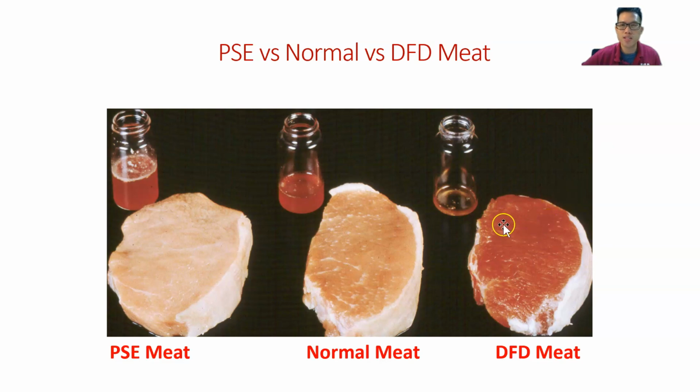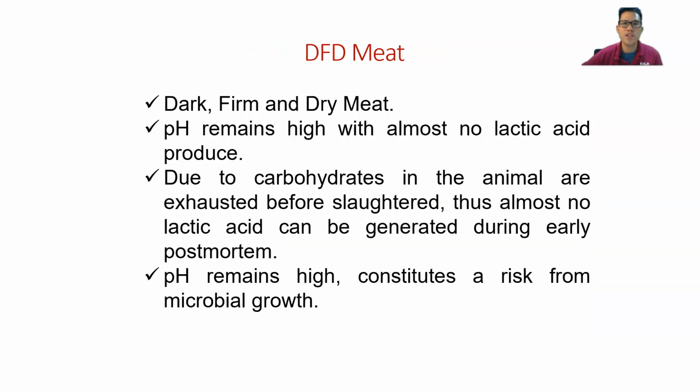Firm is because the inside is full of liquid. That's why when you press it's firm. Dry is not that the meat is dry, it's because the surrounding is dry, because there is no liquid being pressed out from the muscle. So for DFD, you may say, oh, it's good, but it's actually not good because the pH remains high. Because the pH remains high, there is a certain risk of microbial growth.